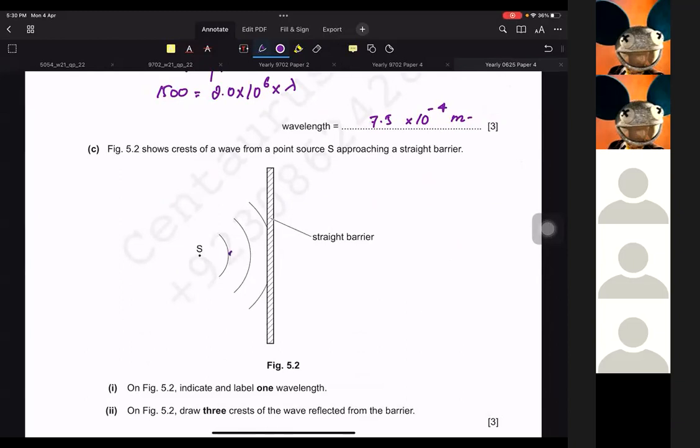So wavelength is always from one wavefront to this. So we label this. Draw 3 crests of wave reflected. So you would actually do it like this, please. So make sure that your wavelength is the same. It's not changed. At least it should look like the same. All right.